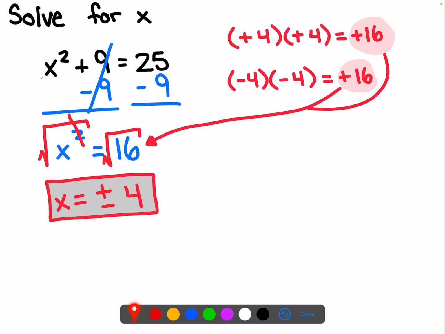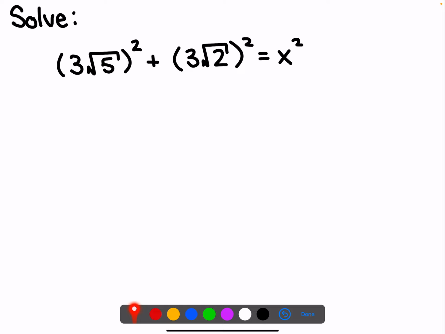All right, the last one that we'll deal with radicals is this. Solve for (3 rad 5) squared plus (3 rad 2) squared equals x squared. So this looks like a Pythagorean theorem type problem, right? a squared plus b squared equals c squared. So let's go ahead and solve this.